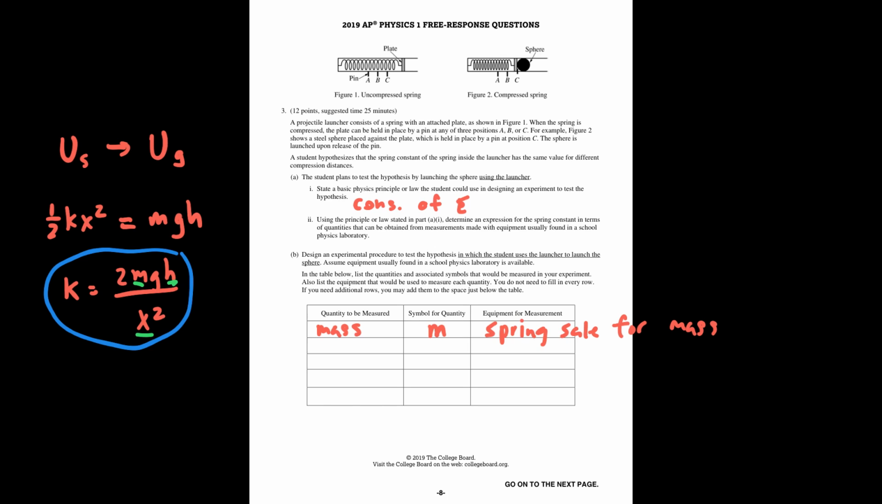The second quantity I want to measure is the height. The symbol that represents that in my equation is h, and for that maybe I just use a meter stick. The third quantity I need to measure is the compression distance. The symbol for that is x. And I could just use another meter stick to measure that, but maybe more reasonably, something just like a ruler to measure that smaller distance for the compression. And I think that those are the only three things that I need to measure in order to determine the spring constant.